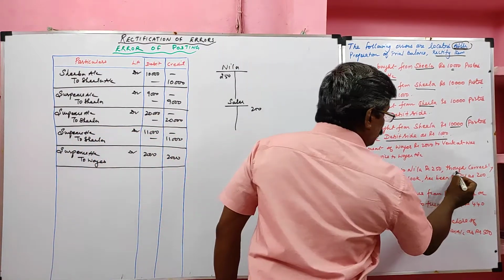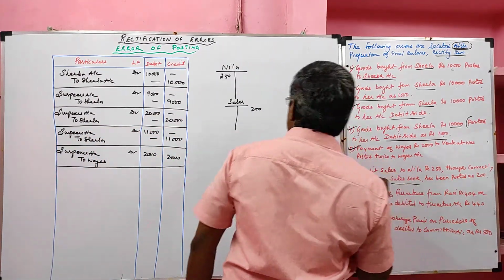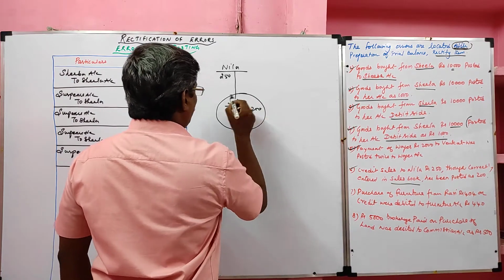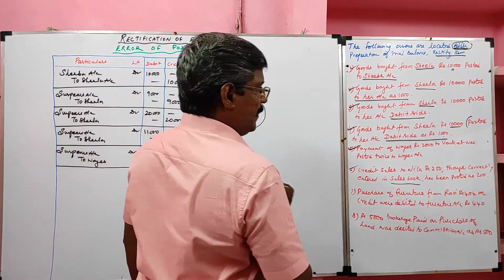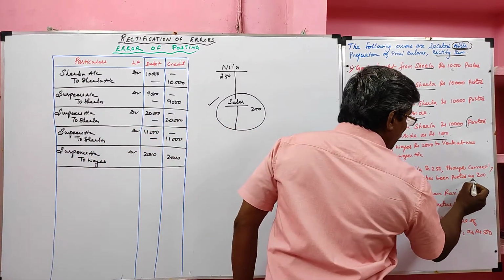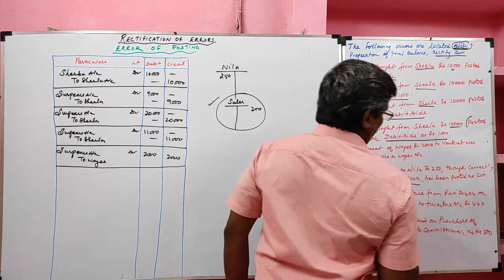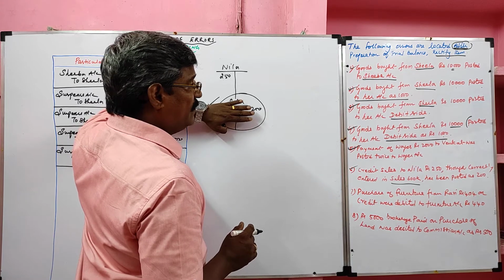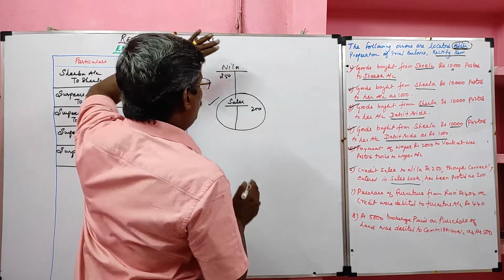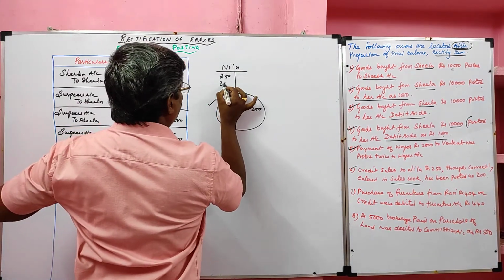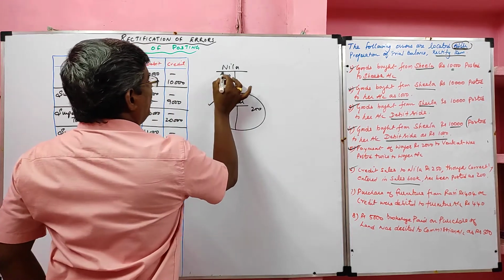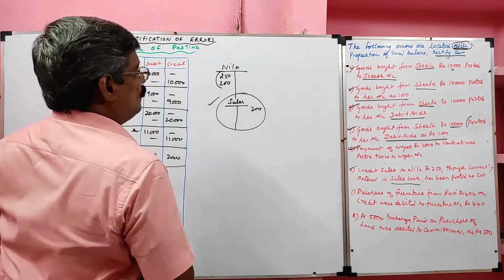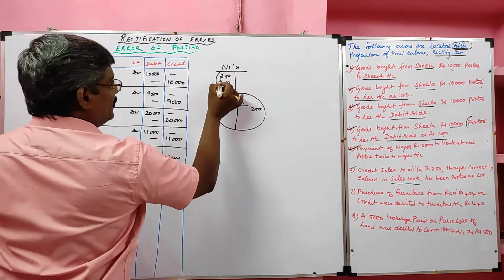What happened? Though correctly entered in the sales book, so in the sales book no problem. It is correct. But they have a problem with the Nila account. How much did they post? Instead of 250 they posted 200. So the debit side is under cost by 50. So Nila account debit side is under cost.